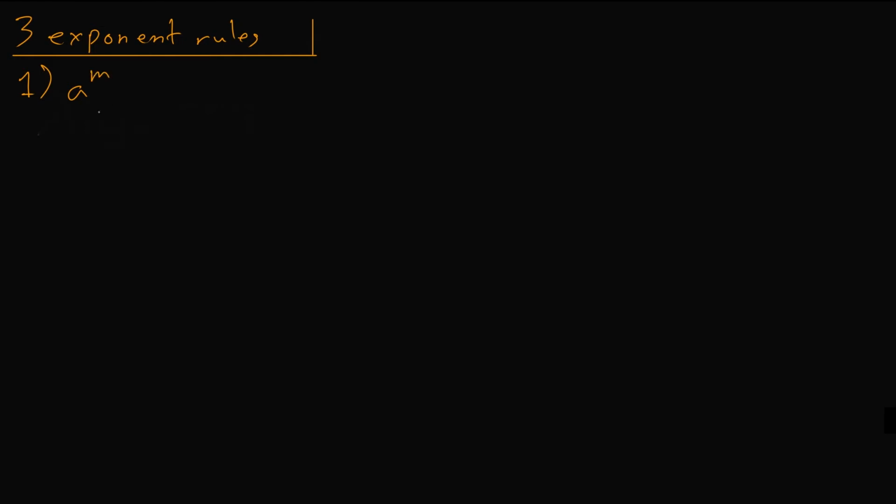The first rule here that we're looking at is about multiplying exponents when they have the same base. So if you have some number, base a to the power m, and you're multiplying it by base a to the power n, then your final answer here will be base a to the power of m plus n. Okay, so this is a pretty simple rule, but it's incredibly useful.